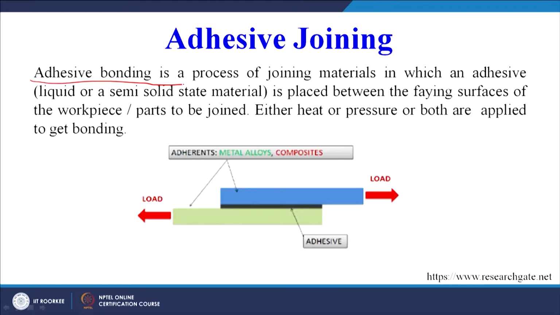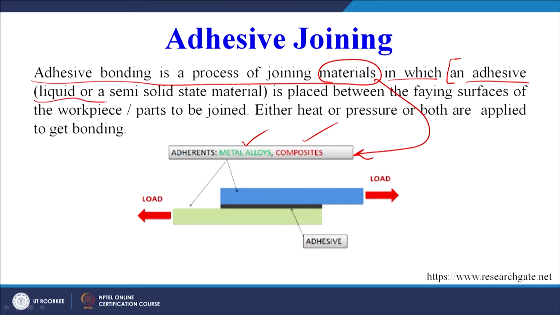Adhesive joining is a process of joining materials. The materials mentioned here can be metals, alloys, composites, plastics, wood, different types of materials. So adhesive joining is a process of joining materials in which an adhesive, which can be a liquid or a semi solid material, is used. So this is adhesive.